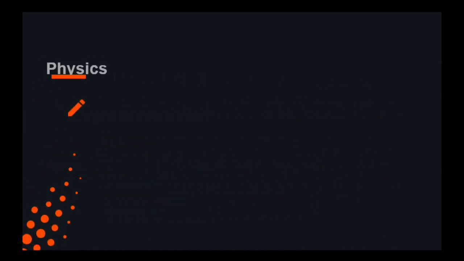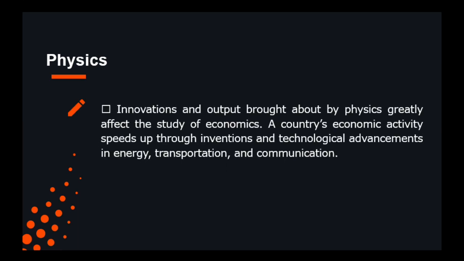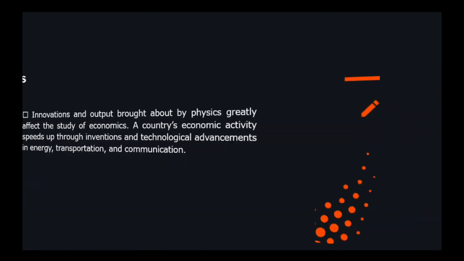So both disciplines open the door to well-paid and in-demand jobs. Fourth, we have physics. Innovations and output brought about by physics greatly affect the study of economics. A country's economic activity speeds up through inventions and technological advancements in energy, transportation, and communication. Therefore, physics and economics are two disciplines which have quite a lot in common. They're both mathematical in character. Many of their practitioners are not short of intellectual self-confidence, and they both have imperialist tendencies towards their neighboring disciplines.